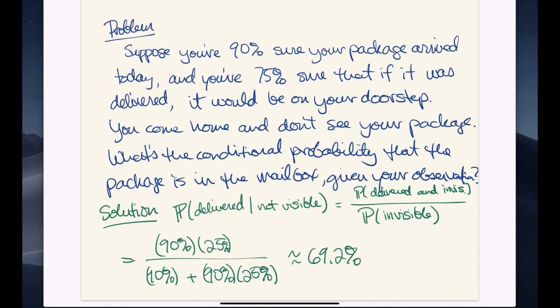So even though you were quite sure it was going to be delivered and you were pretty sure it was going to be on the doorstep, you're still rather sure that it's actually going to be in the mailbox, even after you don't see it on the doorstep. So this calculation that produces updated conditional probabilities based on evidence is called Bayes' rule or Bayes' theorem, and it plays a pivotal role in what's called Bayesian statistics, which we'll study later.